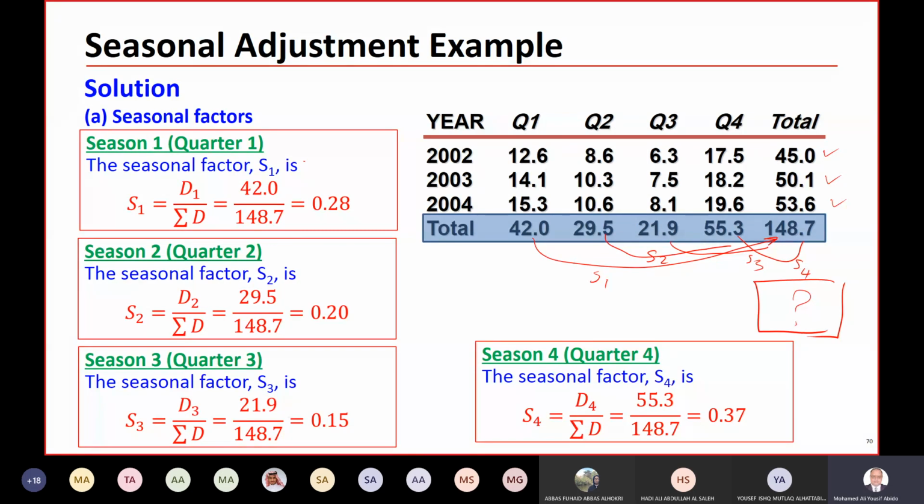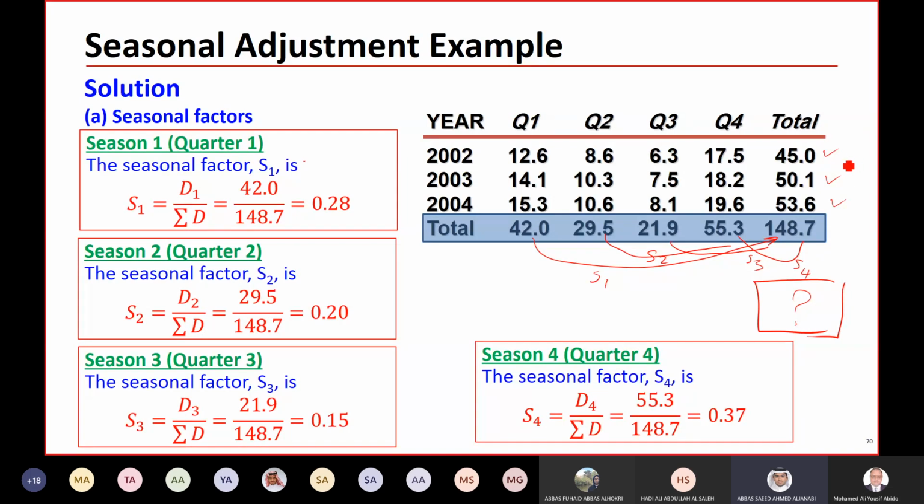Abbas Saeed, do you have a question or do you have an answer? Answer. Okay, so what is your answer? I think we can take from the total of 2002, 2003, and 2004.